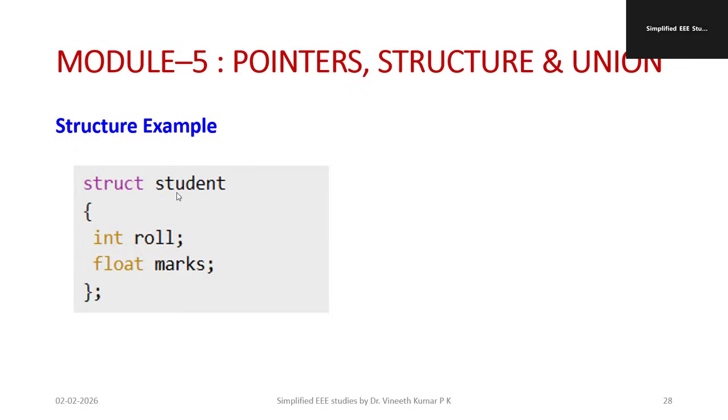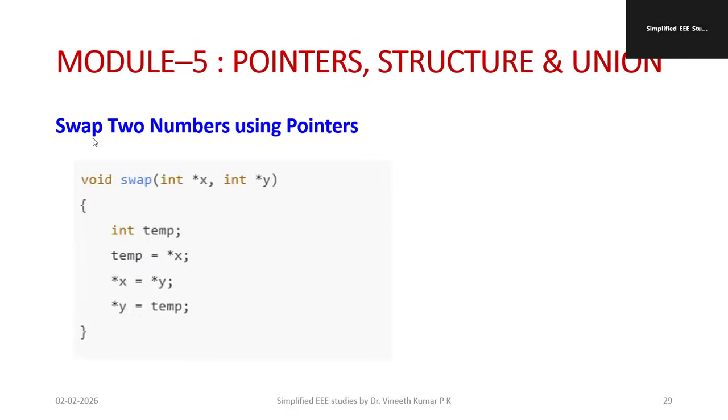Structure student. Student is the name of the structure. Under that, you have to mention the members. Roll is a member. Marks is another member. So it is a simple example of structure which is most important. Name of the structure is student, name of the members are roll and marks. This is enough from your exam point of view. Swapping the two numbers: we have to use the simple swapping logic. So try to remember the logic.